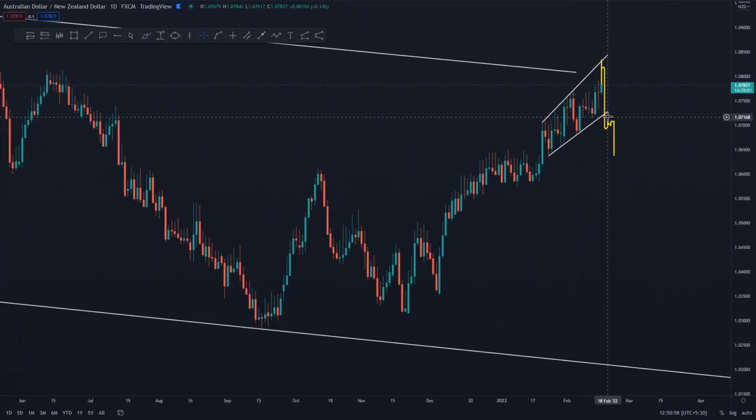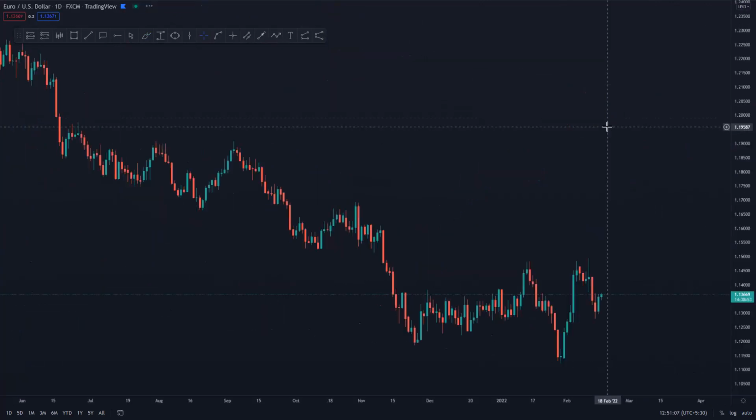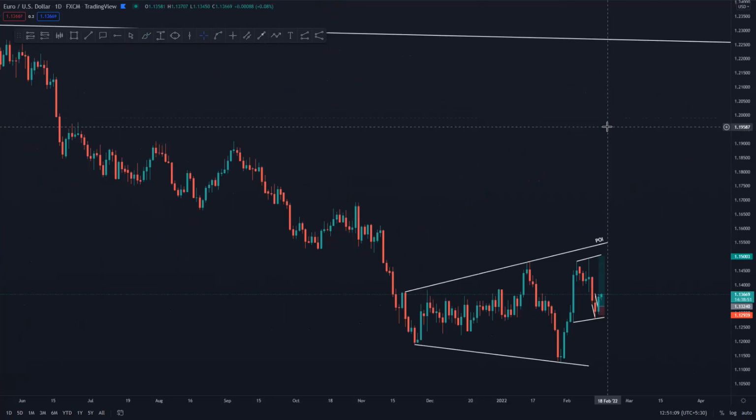So AUD NZD is also in my main watch for this week, and looking at these three pairs is very important. Okay, let me show you one of the last pairs which I'm expecting is going to go very well. You can see EUR USD, very clear on the basis of price action structure. Let me show you my trade.